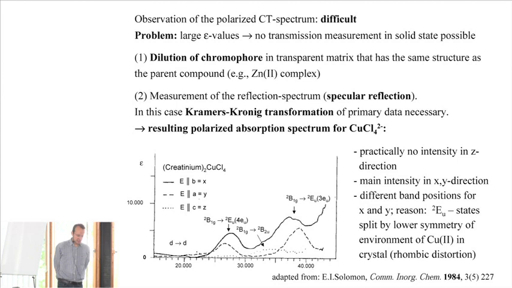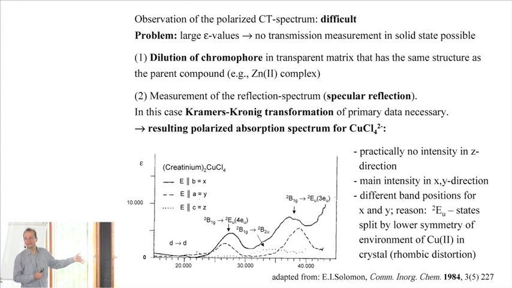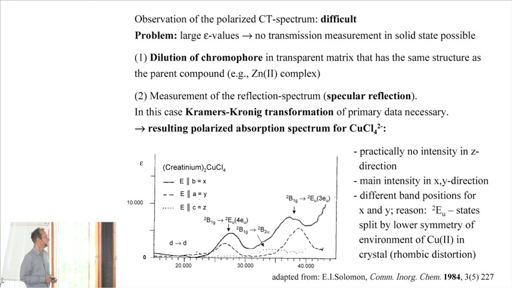Or you measure your charge transfer spectrum in reflectance. A way to do this is specular reflection. You use your crystal faces like a mirror, and you also get some spectroscopic information, a reflection spectrum, which, however, you have to transform, and the way of doing this is the Kramers-Kronig transformation. Also in that case, you can generate an absorption spectrum, and this has been done, again, by Fulmer, and this is given here. So this is a spectrum parallel to X, this is a spectrum parallel to Y, and this is a spectrum parallel to Z, and you can assign your bands.